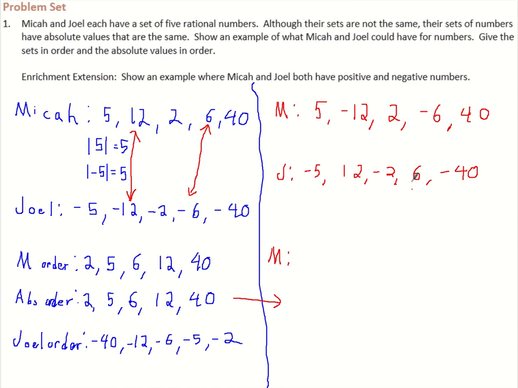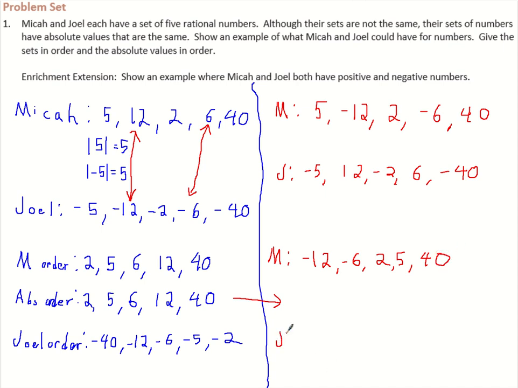So let's look at Mika's. Our smallest number, let's look at our negatives first. We have negative 12 and negative 6. It's going to be negative 12. And then negative 6 is our only last negative number. Now we have 2, 5, and 40 as our positives, and those were already ordered over here, 2, 5, and 40. So we can copy that exact order, 2, 5, and 40.